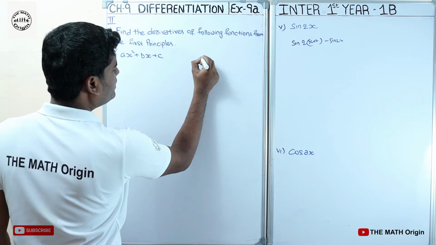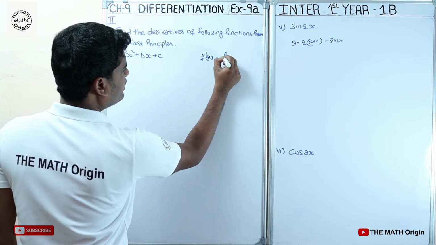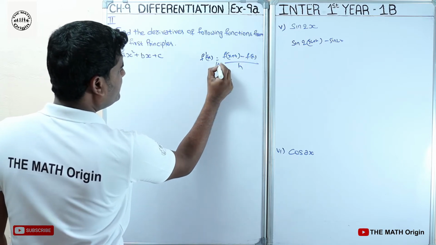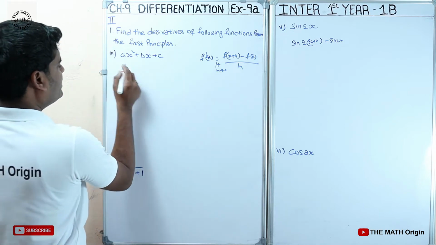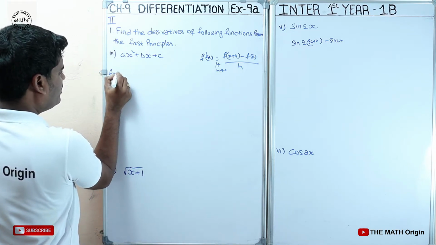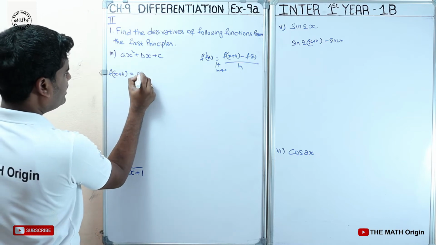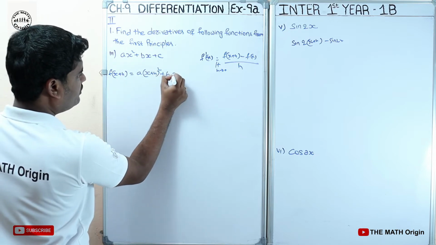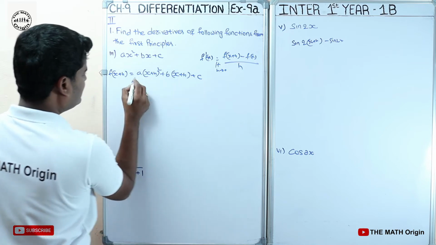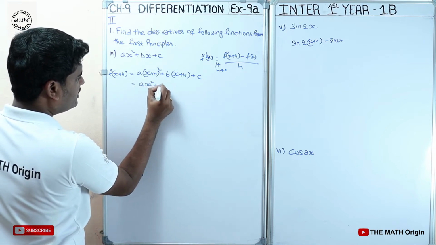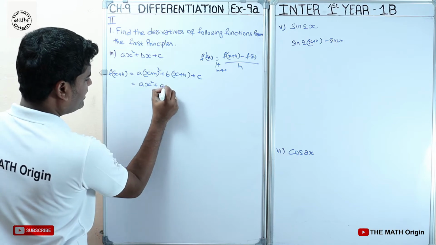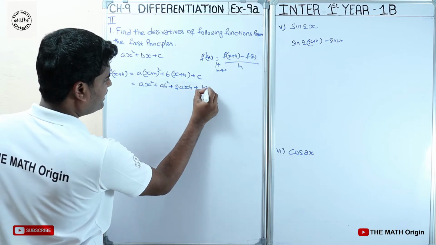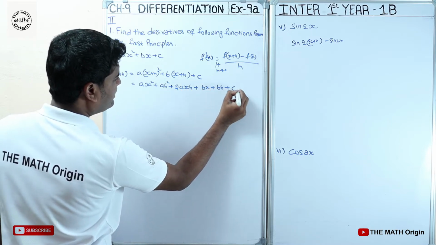Okay, we all know the formula, f dash x is equals to f of (x plus h) minus f of x by h, where limit h tends to 0. Okay, now let's apply it. Let's first do f of (x plus h). Therefore, that is equals to a into (x plus h) whole square plus b into (x plus h) plus c. Therefore, that is equals to ax square plus ah square plus 2axh plus bx plus bh plus c.